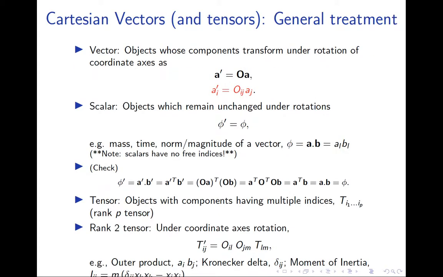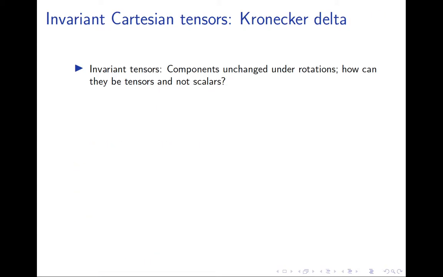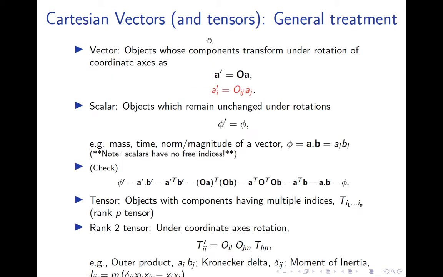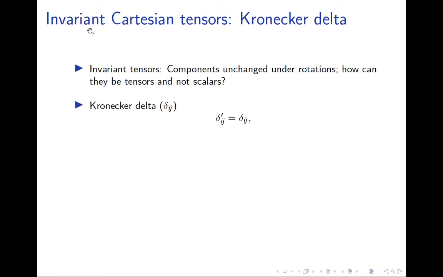As I was saying, the Kronecker delta is a bit special because it belongs to a special category of tensors called invariant tensors. What do I mean by invariant tensor? It might sound oxymoronic, because tensors are supposed to obey some kind of transformation law, but I'm saying that they're invariant, so they don't transform. Invariant tensors are tensors whose components remain unchanged under rotation.